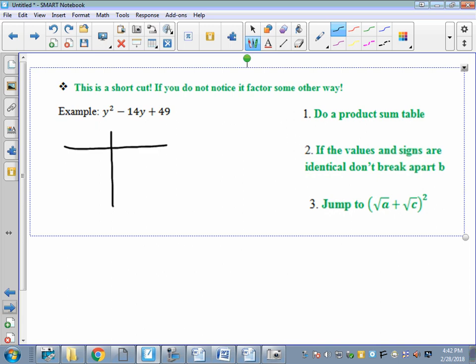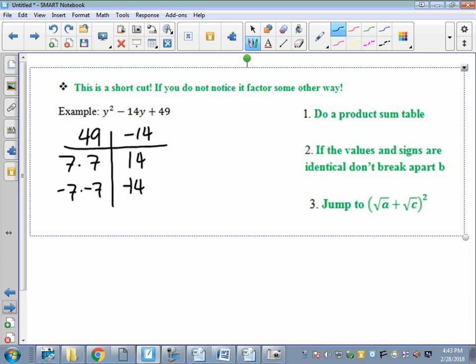And I'll find a times c. Well, I'm looking for things that multiply to 49. And I want them to add to that middle term, so I want to add to a negative 14. When I start looking at numbers for this, I could realize that 7 times 7 gives me 49, and that makes a positive 14. Well, since that's positive and I want negative, let's go ahead and change my signs on both of these. So I'll have negative 7 times negative 7, and that would give me a negative 14.